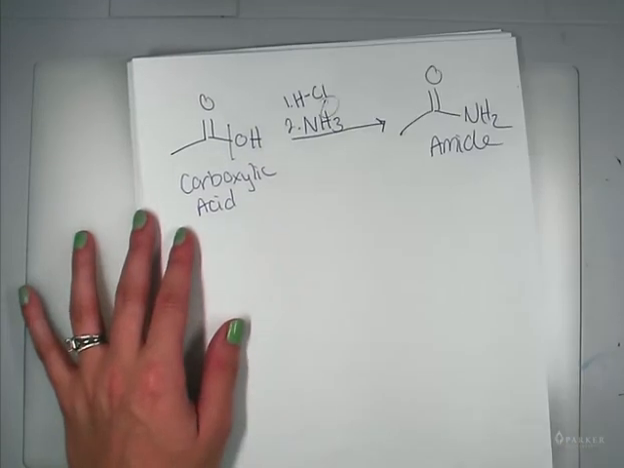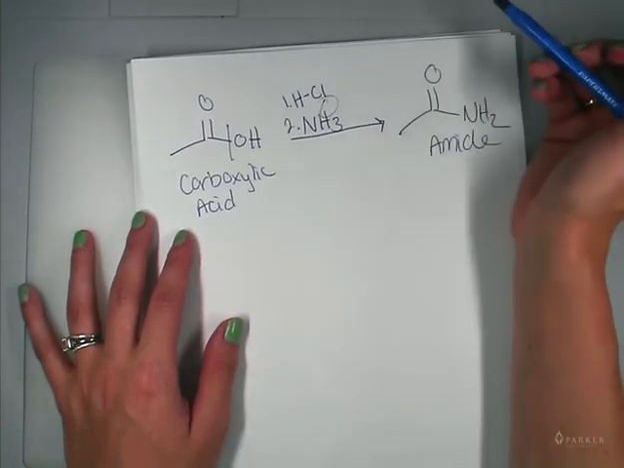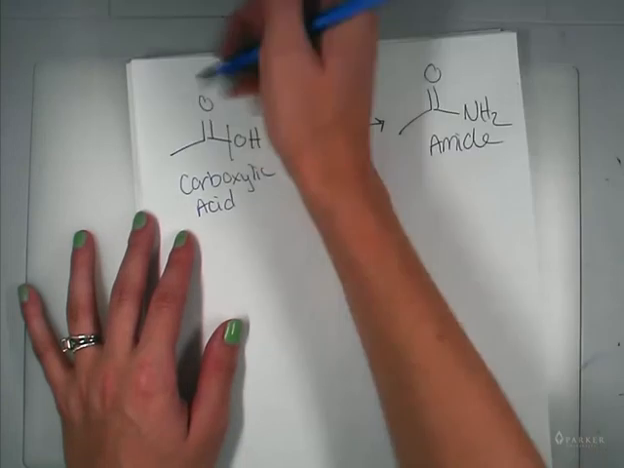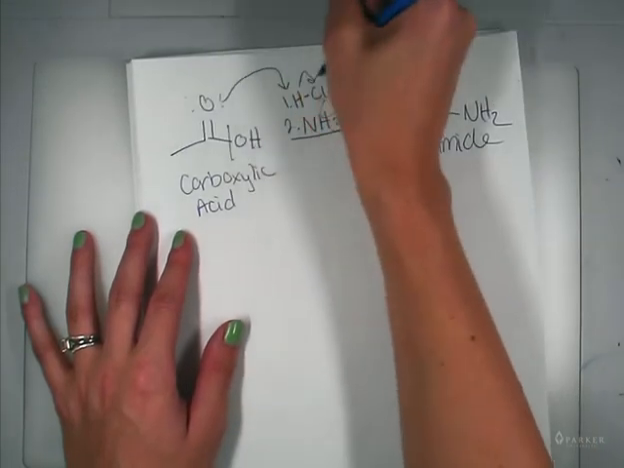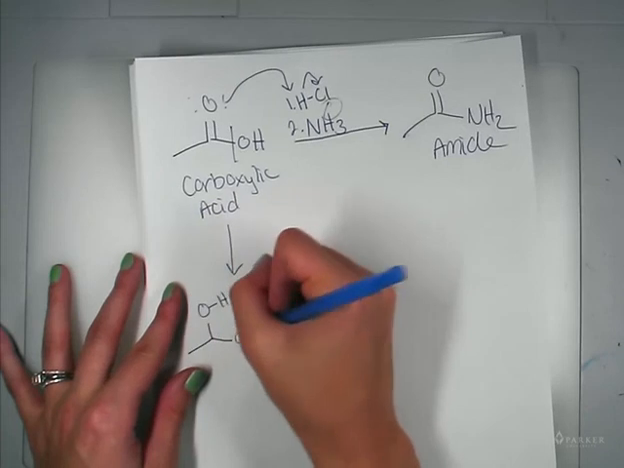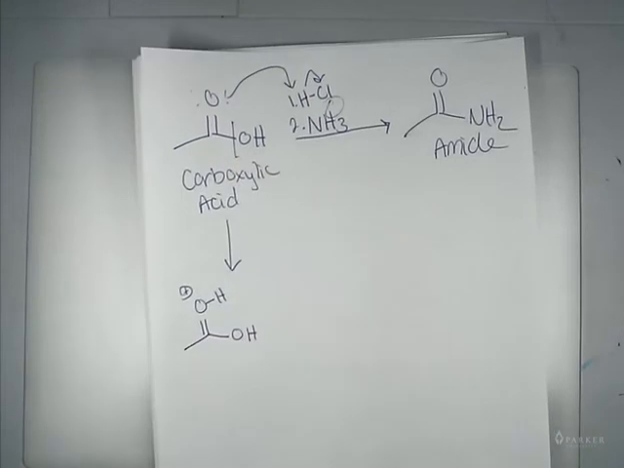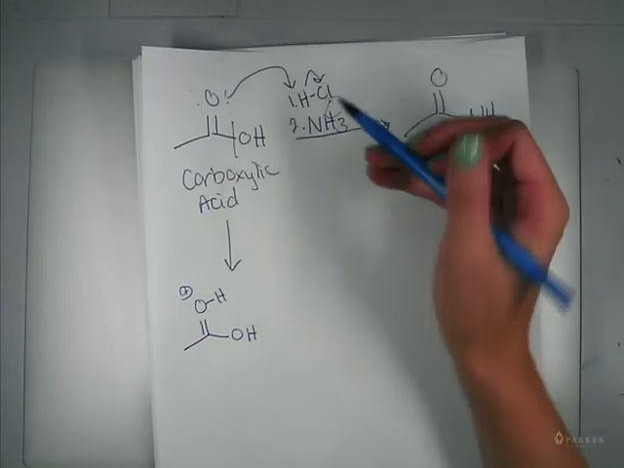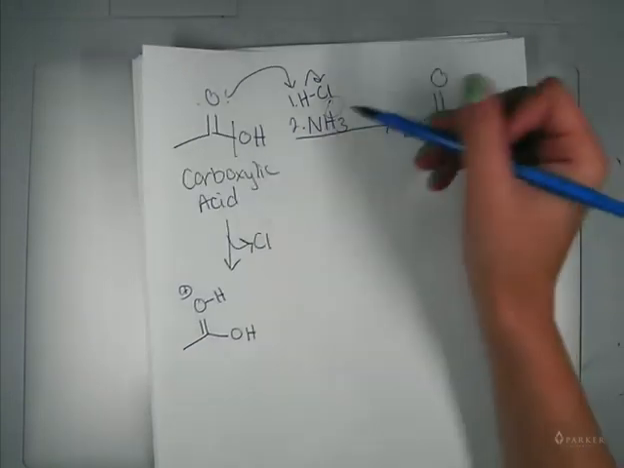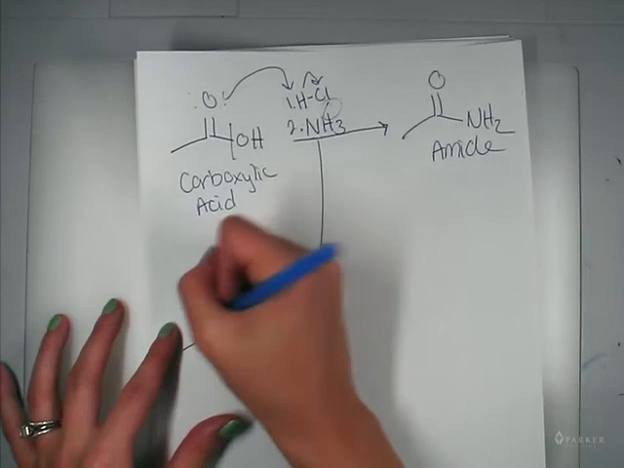So if we looked at this mechanism, which will be pretty much the same mechanism we just did, let's review it again. What happens first? So we have HCl in our first step. Grab a hydrogen. And then step 2, we have NH3. What are we going to do with that? Attack the carbonyl. Make the electrons go up.